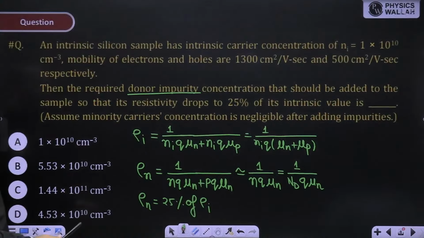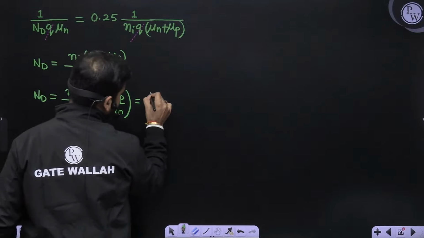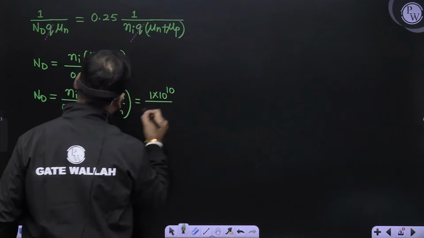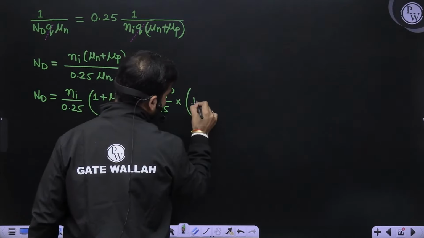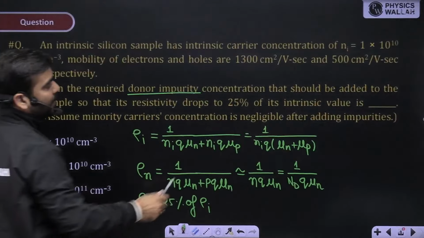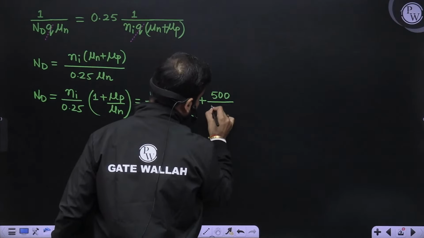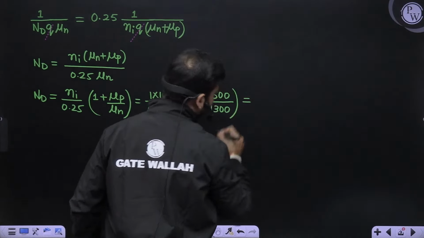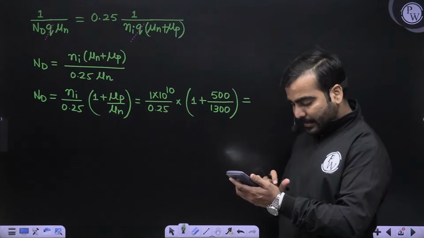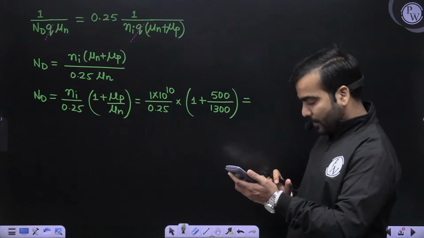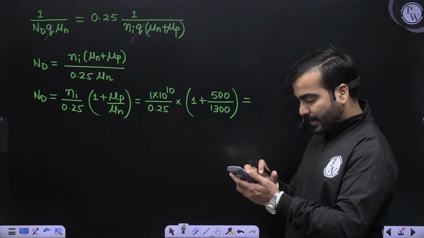What is the Ni value given in the question? Ni is given as 1 into 10 to the power 10 per centimeter cube. So it is 10 to the power 10 divided by 0.25 multiplied by 1 plus μP by μN. What is μP? The μP value is given as 500 and μN is 1300. So 500 upon 1300. Now if we solve it, we will get the value of Nd.